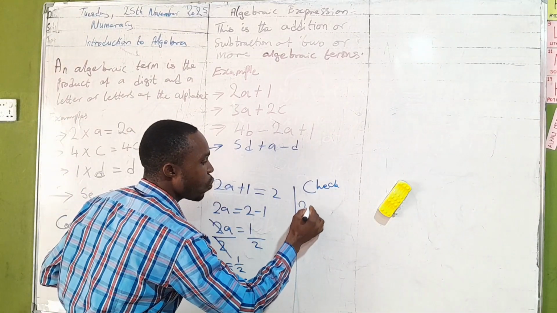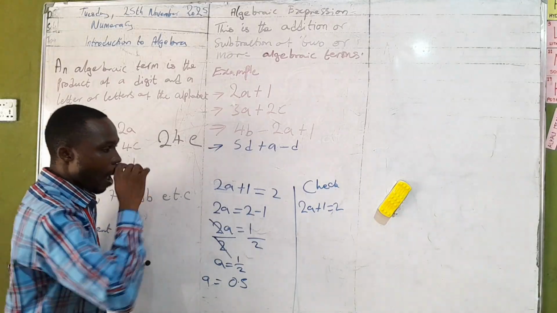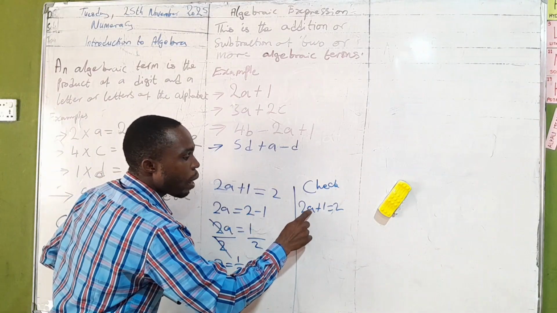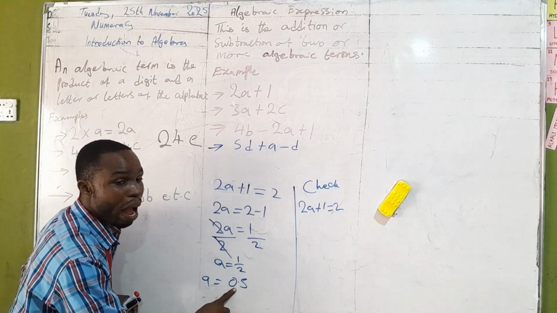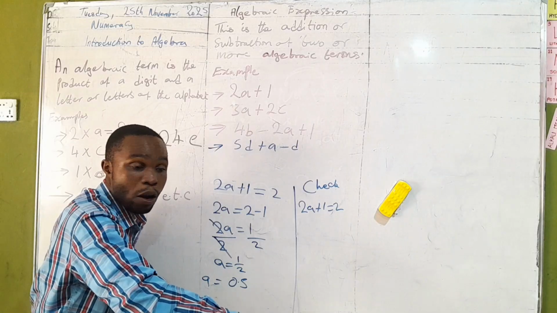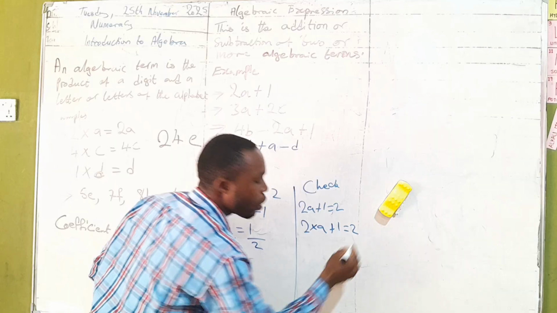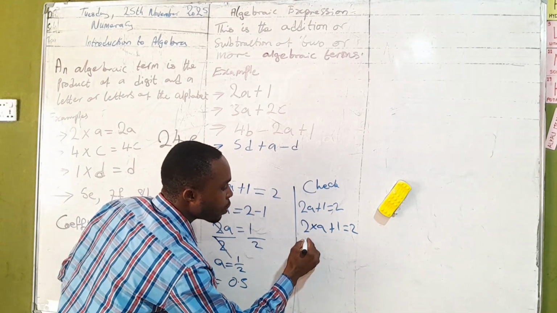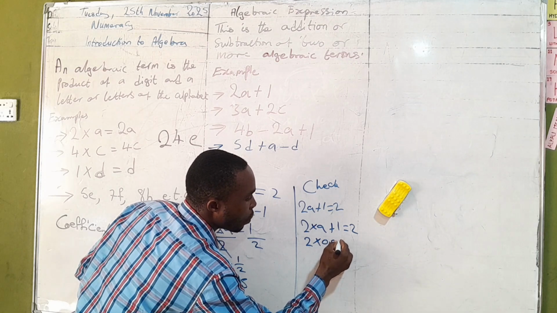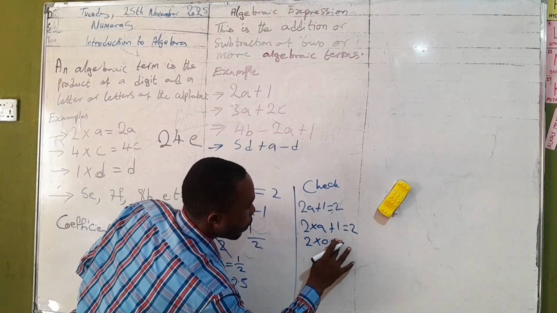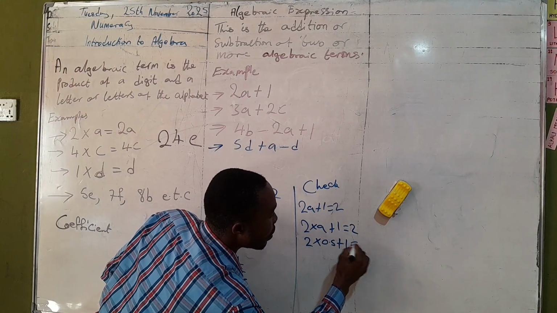In checking, state out this: 2a plus 1 is equal to what? 2. Is that correct? Yes. Now, 2a plus 1 is equal to 2. Already we have solved for a, and a is what? 0.5. So anywhere we see a, we'll replace it by what? 0.5. And this is 2 times a plus 1 equal to what? 2. Is that correct? So therefore, 2, anywhere we see a, we replace by what? 0.5. And this will be equal to what? Plus 1. This will be equal to what?